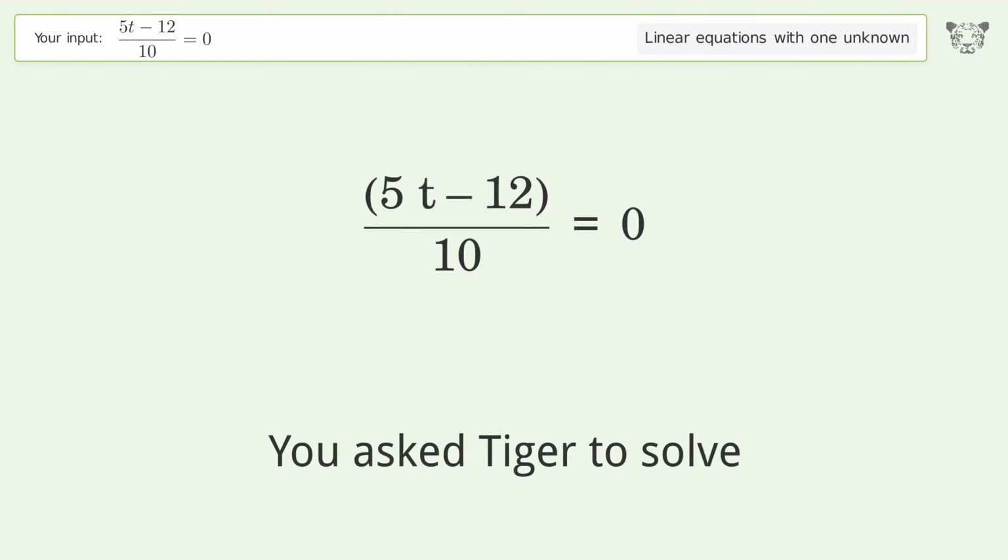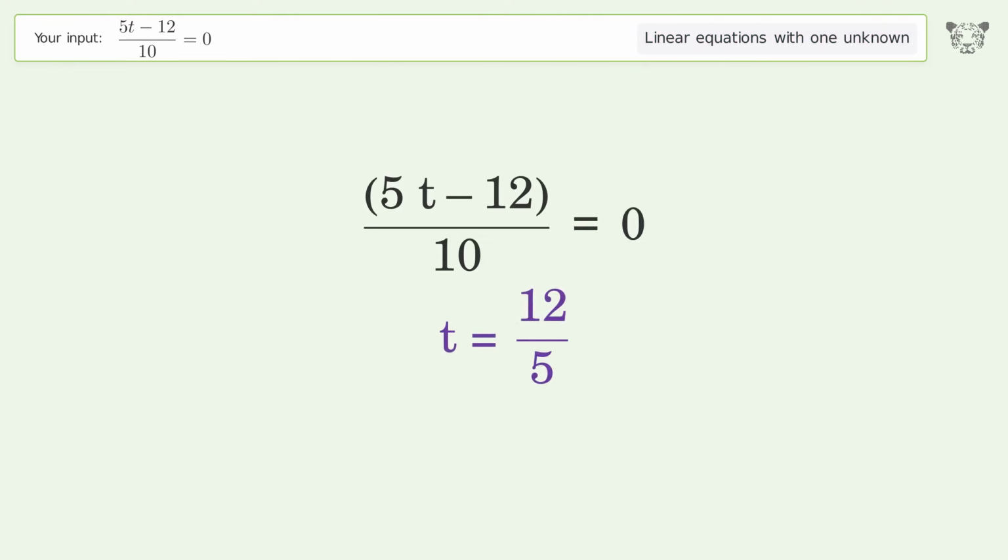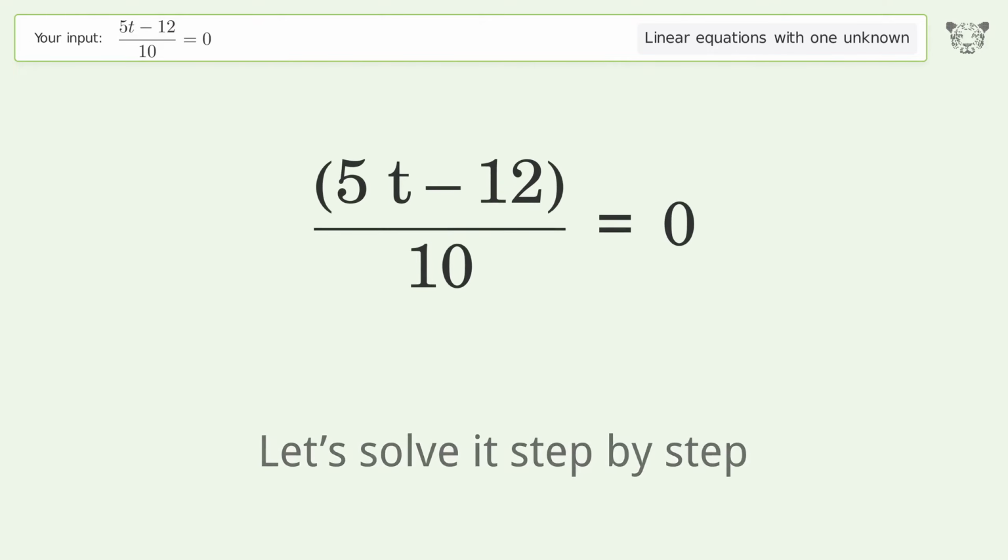You ask Tiger to solve. This deals with linear equations with one unknown. The final result is t equals 12 over 5. Let's solve it step by step.